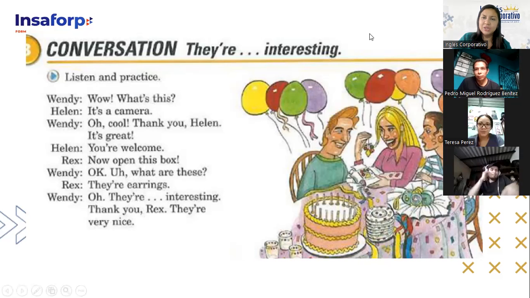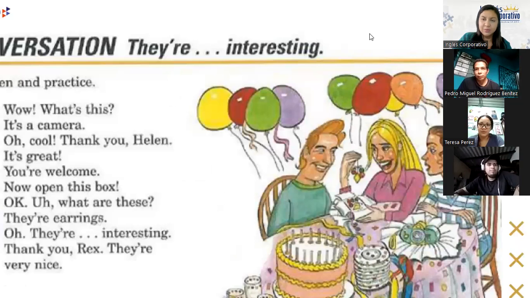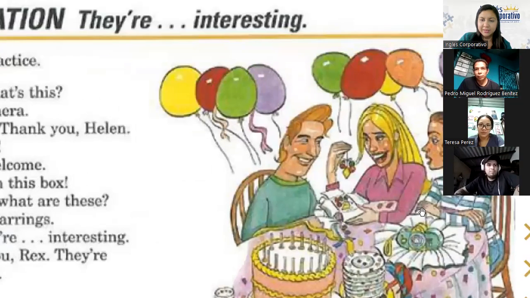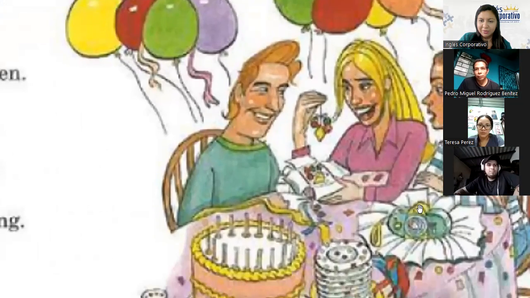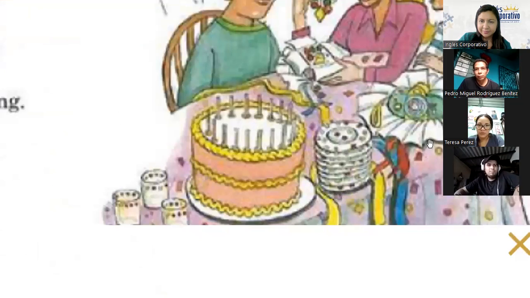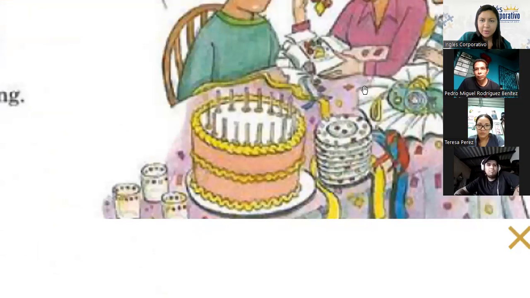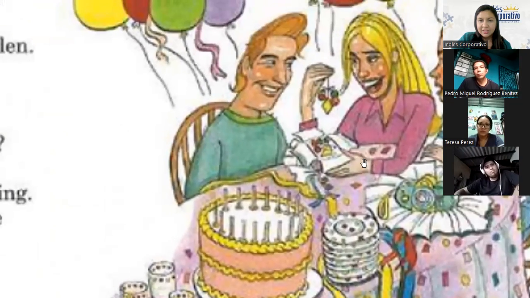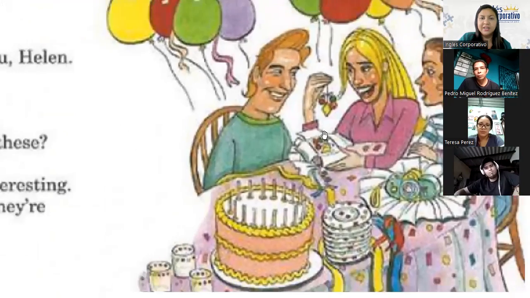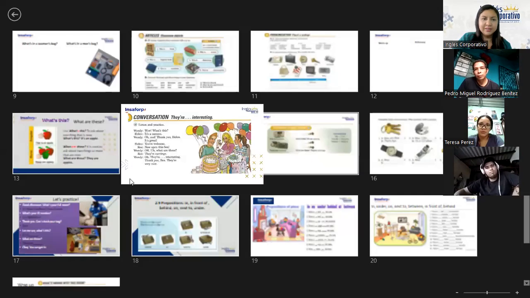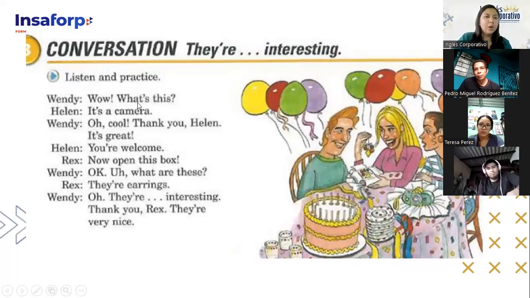So we have the question, what's this? And as you see in the picture, it's only one camera, right? One camera. That's why she's asking, what's this? It's a camera. And then, what are these? They are earrings, right? So, what's this? It's a camera. What are these? They are earrings. They're interesting. They're very nice.